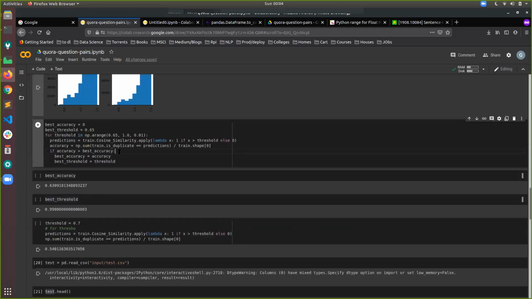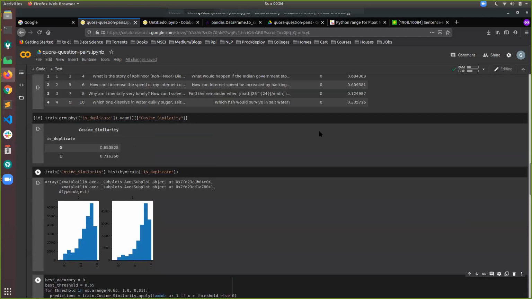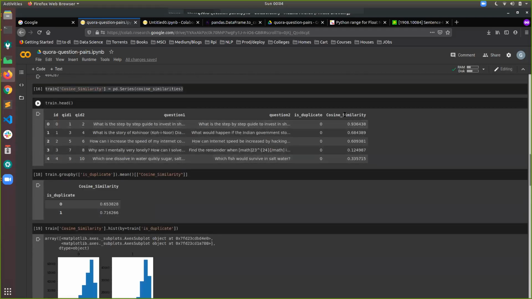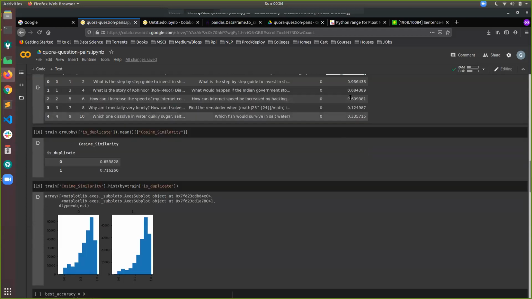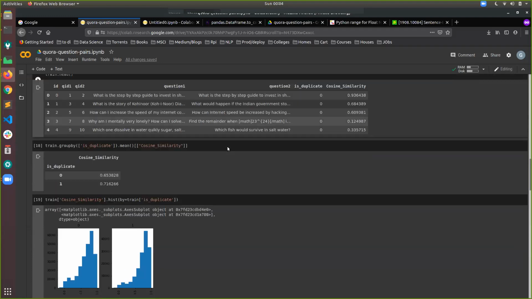But then I realized what they wanted is actually a probability output, right? So I don't even have that issue. I can just output that cosine similarity. I can just rename this cosine similarity as is duplicate probability output. Yeah, it's just the output. So that's what I tried to submit, and I came up with some error.